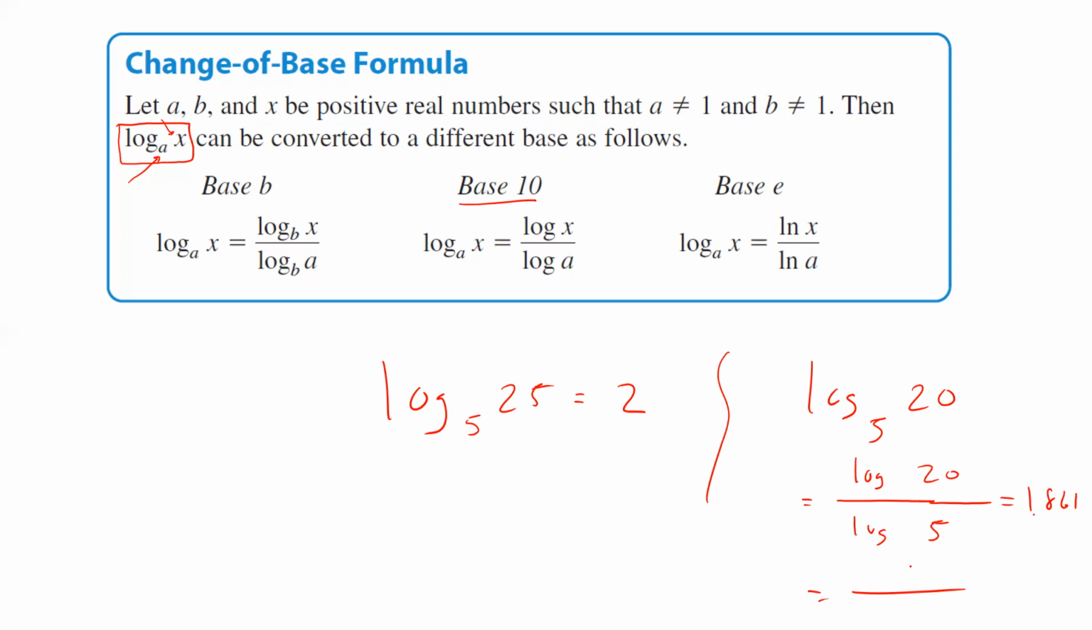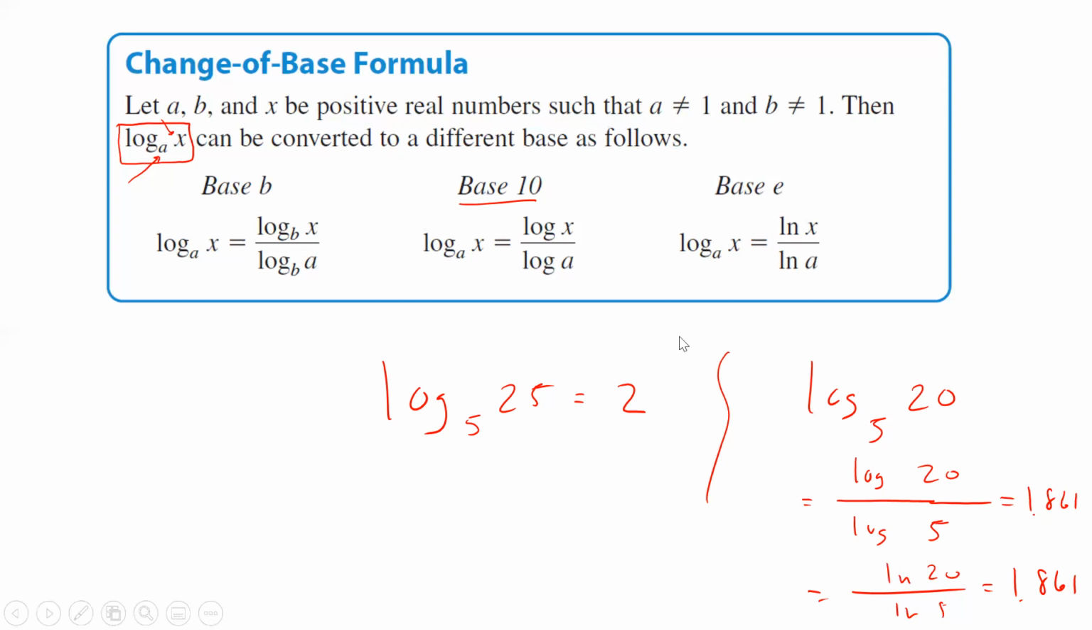So how about this? Can you do the same problem over again, but do it with ln? ln 20 over ln of 5. You get the same thing, because it's really just a ratio of the 2 logs. That's all it is. So it doesn't matter. You could use base 10, you could use ln. You're going to get the same exact answer either way.